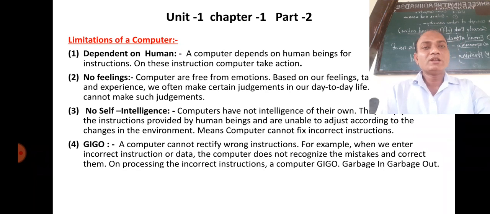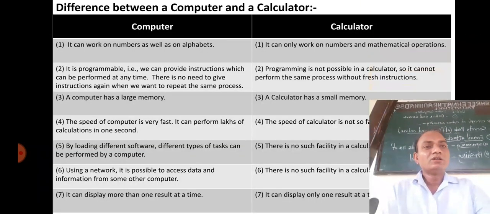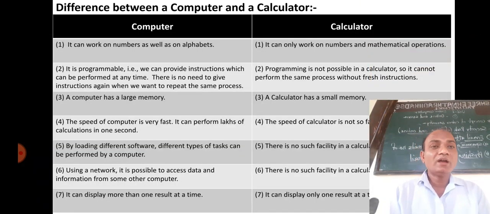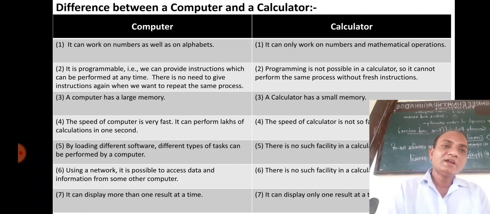Now what is the next point? Now this is the difference between the computer and a calculator. A computer is also a machine. A calculator is also a machine. Now what is the difference between the computer and calculator?